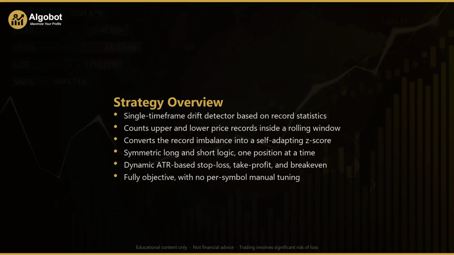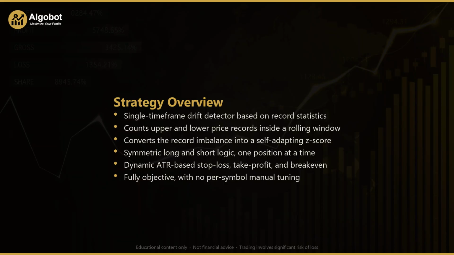So the strategy counts the upper records and the lower records, takes the difference, and turns that imbalance into a single score. It then compares that score against its own recent history, standardizing it into a Z-score, so the system calibrates itself to each instrument and each market condition automatically. There's no manual tuning per symbol.